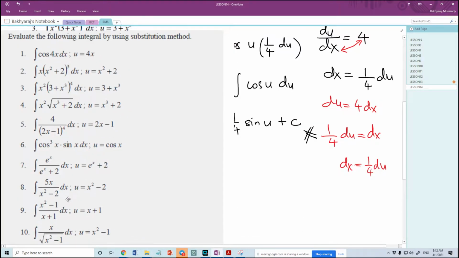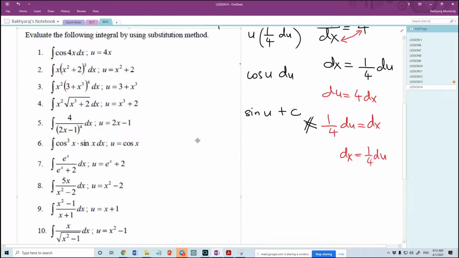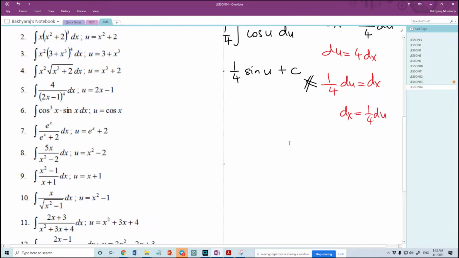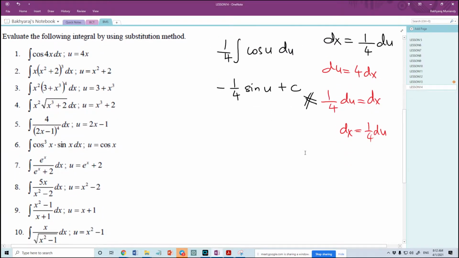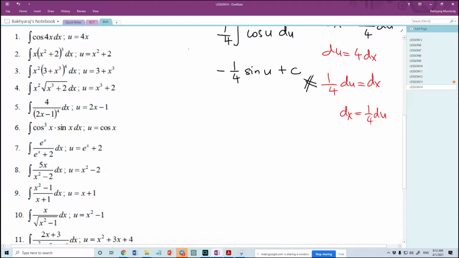Okay, kita pergi soalan 2. So number 2. Okay, integrate x times (x square plus 2) power of 3 dx.